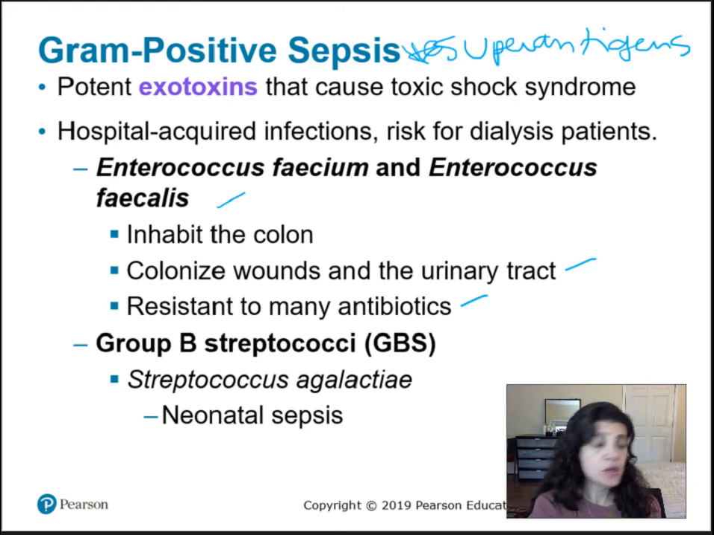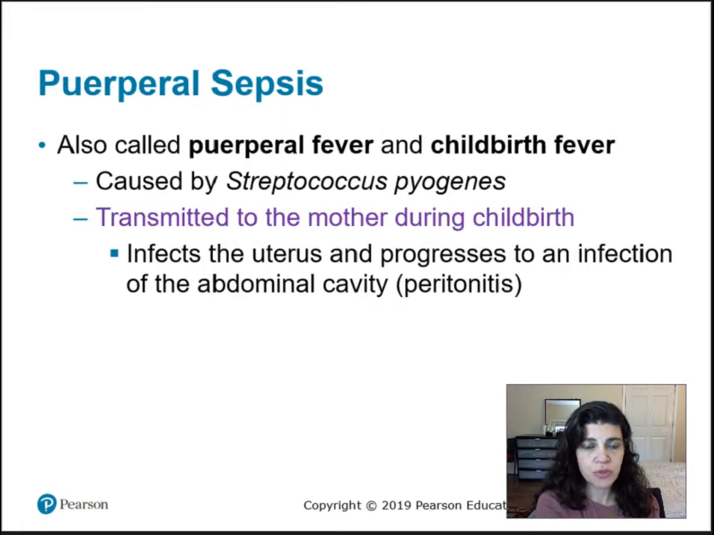Another bacterium that can cause gram-positive sepsis is group B streptococcus, or Streptococcus agalactiae. This causes neonatal sepsis, okay? So this is common in the baby right after birth because of this bacterium. The baby still doesn't have enough immune system response, and then they can get severely impacted by an infection like this that happens during birth.